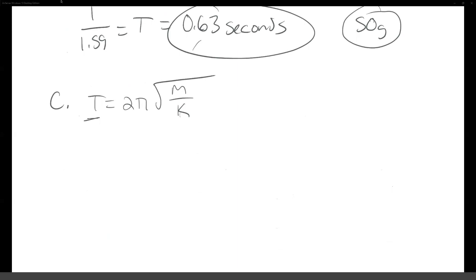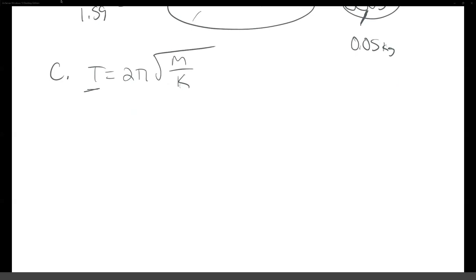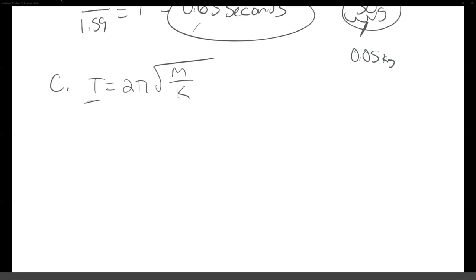Remember, always convert. So you want kilograms, meters, seconds. You don't want grams or millimeters. So always remember to convert. In this case, we need to get to kilograms, so it's got to go over 1000. So we end up with 0.05 kilograms. Right? So now let's plug all the numbers in.